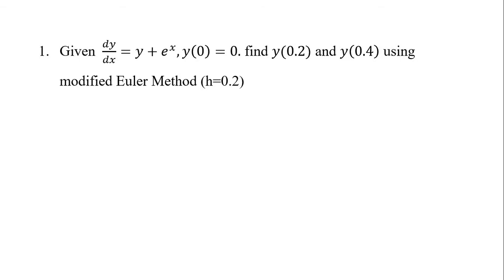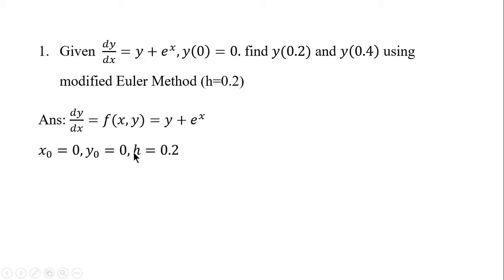Problem 1. Given dy by dx equal to y plus e raised to x, y at 0 equal to 0, find y at 0.2 and y at 0.4 using modified Euler method with h as 0.2. Let us write down the given data. dy by dx equal to f of xy, which is y plus e raised to x. Here x0 is 0 and y0 is 0. So x0 and y0 we have written. Since h is given as 0.2, take h as 0.2. We have to find out the value of y at 0.2 and 0.4.